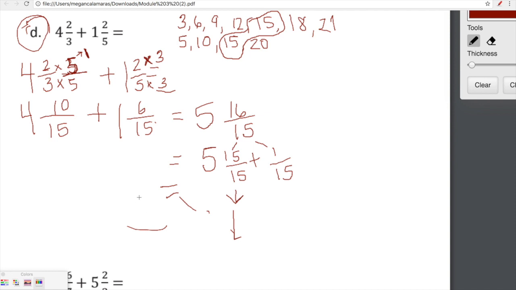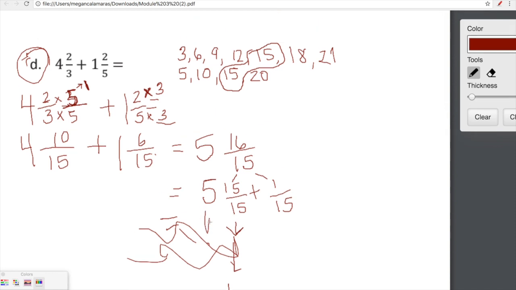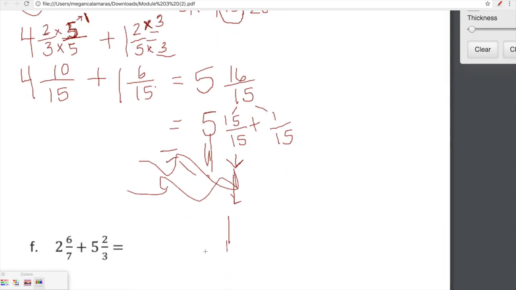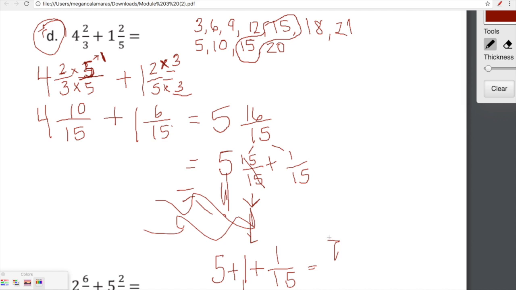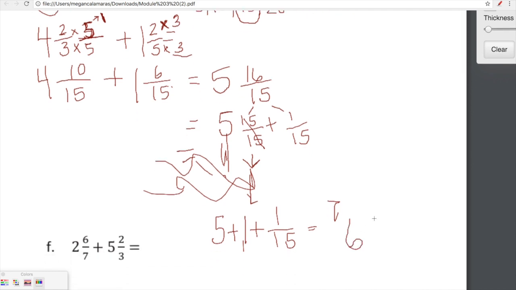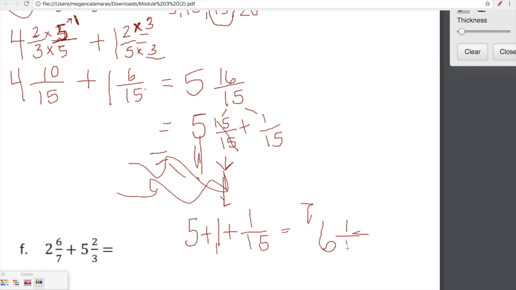We simplified 15/15. It's gonna be able to get that into 1. 5 plus 1. Sorry, this is getting a little sloppy. Plus 1/15. We rename 15/15 as 1. 5 doesn't change, and then we had 1/15 left over after we decompose 16/15 into 15/15 plus 1/15. Our final answer here is 6 and 1/15. Wow, that was really great job, you guys.